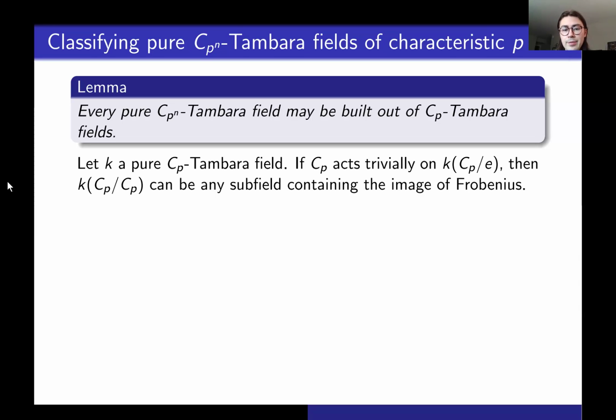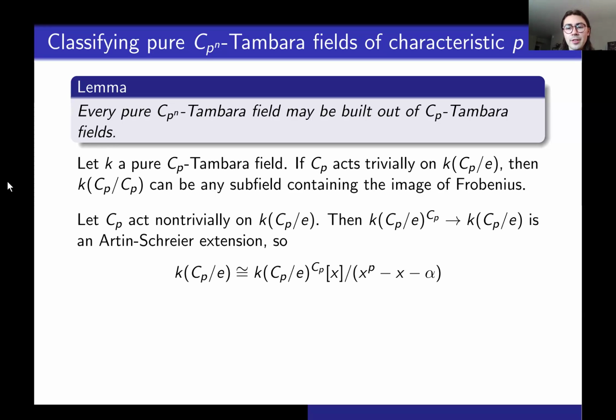And then the other case we have to handle is, what if CP does not act trivially on the bottom level, the CP mod E level? For this, we use Artin-Schreier theory, which comes a little out of nowhere to me, but I'm really excited that I get to use Artin-Schreier theory for something. As an algebraic topologist, there are not many chances for me to use it.